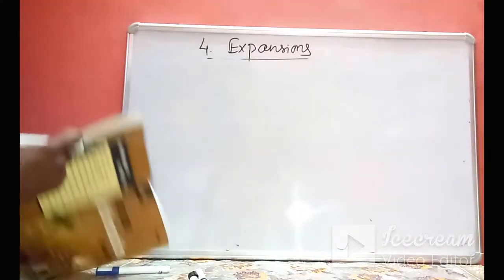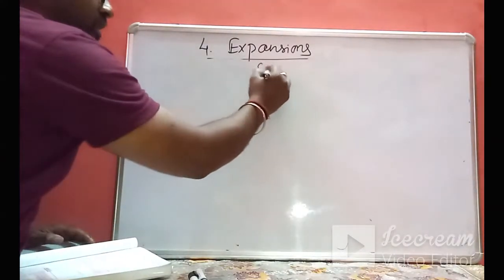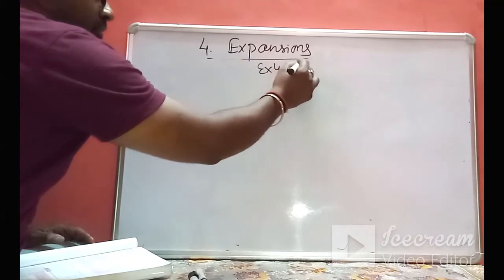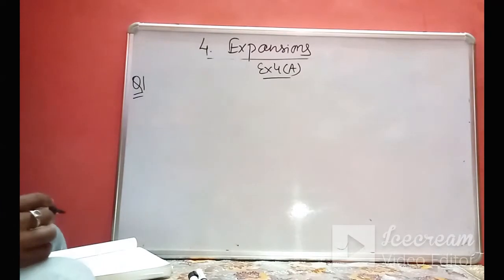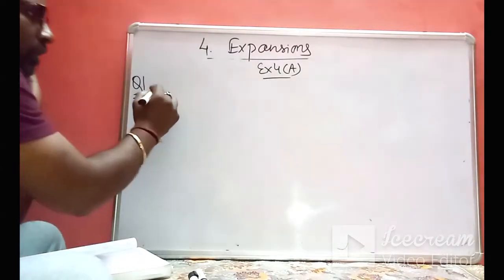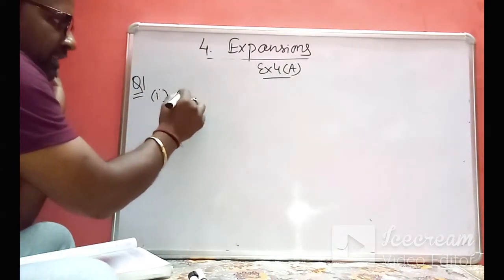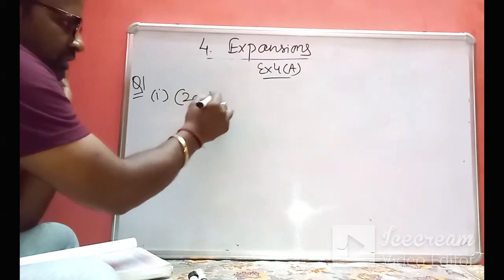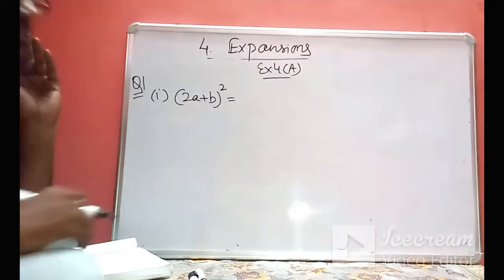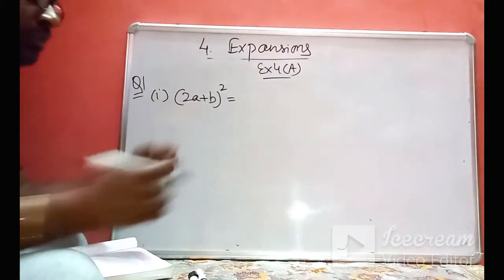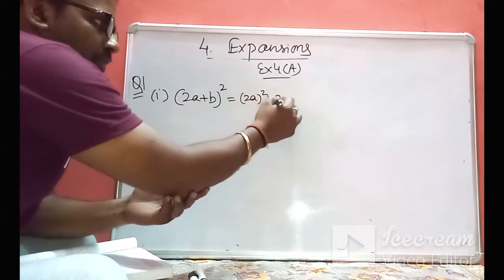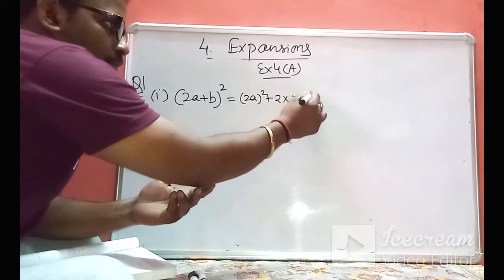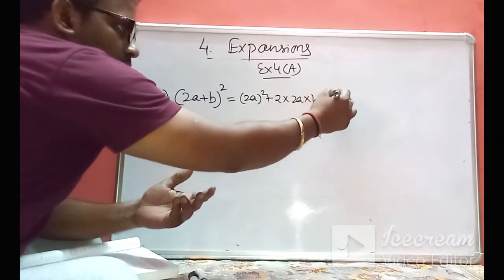So let's start with exercise 4a. Question number 1, find the square of. It is said we have to find the square of. Square of means this we have to find. So this is (a plus b) whole square, that is a square plus 2a into b plus b square.